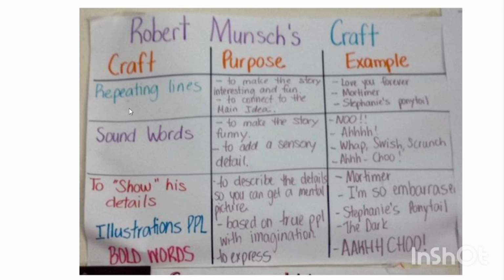Why are they writing the paragraphs like that? Why do they have that structure? Why are they using repeating lines? So this is just an example. For example, they use repeating lines to make the story interesting and fun. For example, Love You Forever. Stephanie's ponytail. So this is just a picture I incorporated because it shows author's craft. So you're looking at why the author wrote the passage the way they did and why they used specific details. What are they trying to get across to me?